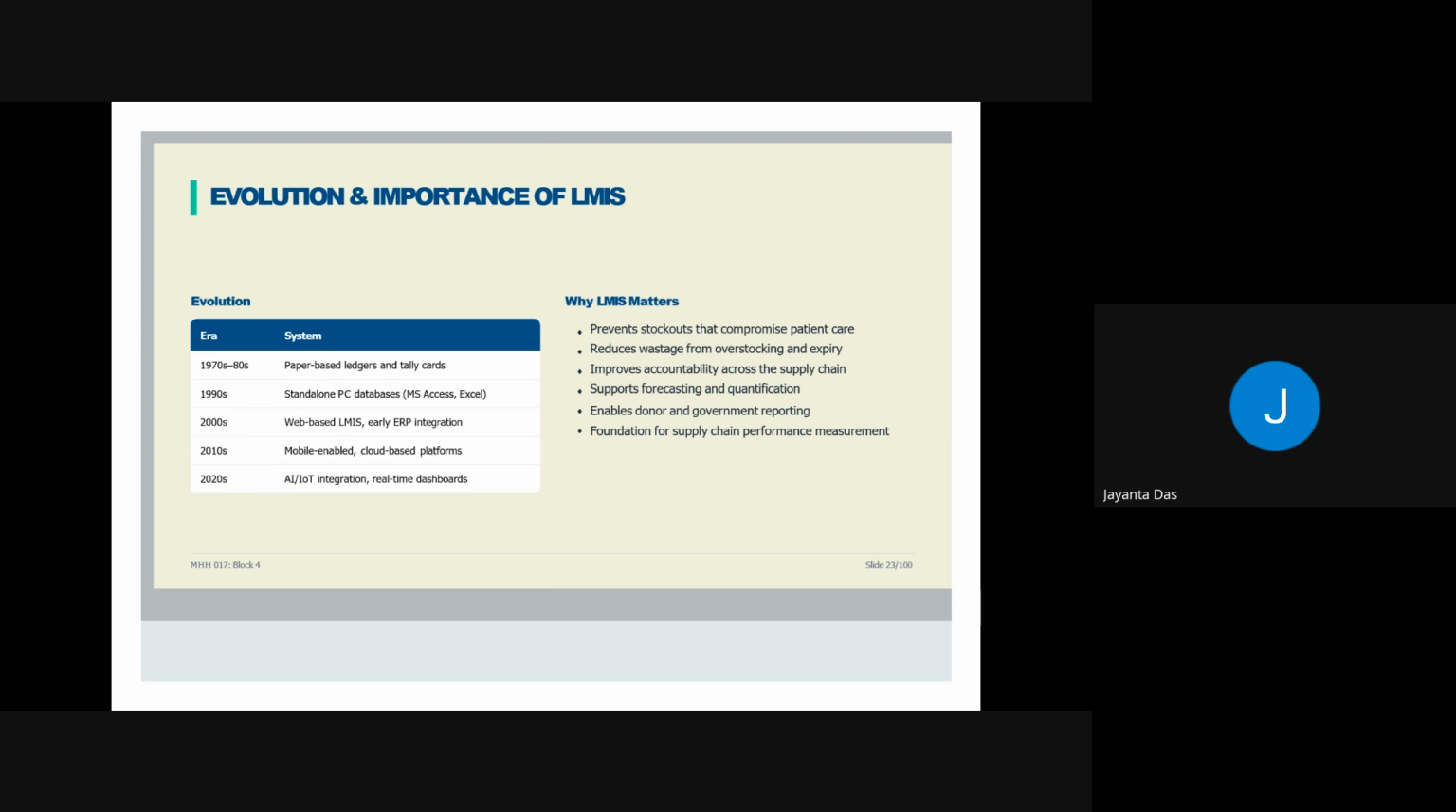So why does LMIS matter? Because it prevents stockouts that compromise patient care, reduces wastage from overstocking and expiry, improves accountability across the supply chain, supports forecasting and quantification, enables donor and government reporting, and is the foundation of supply chain performance measurement.